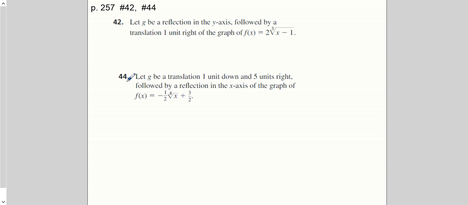There's just not enough practice in these examples, so let's try 2 more. Read through these, write down what your answer is. This one, they are not starting with a parent function. They are starting with a different function. So that's why I've added these in. Find your transformations, reflection in the y-axis, followed by a translation 1 unit right of this graph. Number 44, 1 unit down, 5 units right, followed by, oh goodness, a reflection in the x-axis. All right, pause your video, give them a try. These are the hard ones. These are the tough ones, but we need to be able to do these. The more we practice, the better we get. Pause your video, write down some answers.